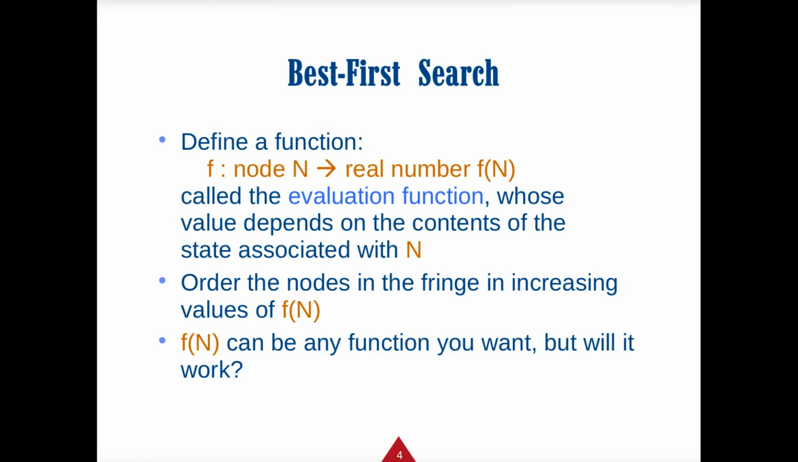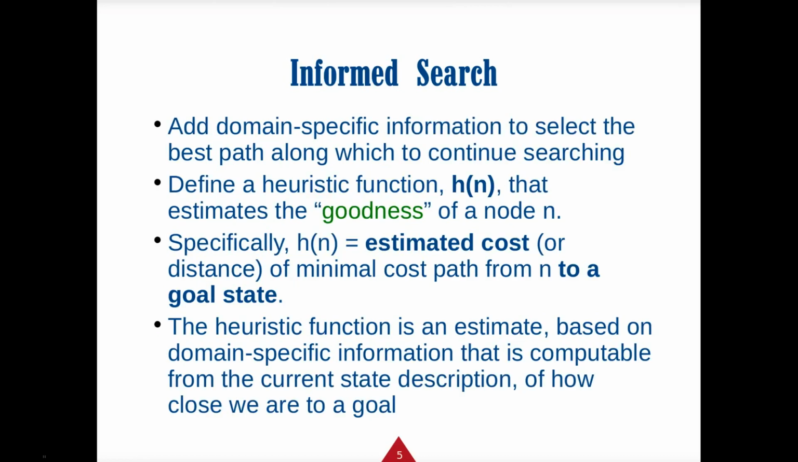The deal with heuristic functions is finding a good evaluation function, and in this lecture we'll go over a few different evaluation function techniques. To define the informed search, we add domain-specific information. For a maze, for example: are we getting closer or further away from the target number of steps? So we have this heuristic function, h of n, that estimates the goodness of a node. Specifically, h of n is the estimated cost of going a particular route.